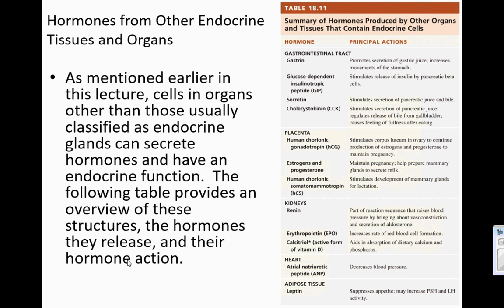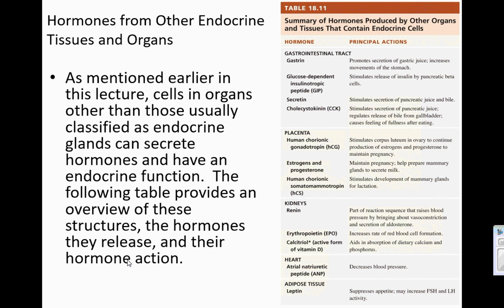As mentioned earlier in this lecture, there are cells and organs other than those usually classified as endocrine glands that can secrete hormones, therefore having an endocrine function. The table on the right provides an overview of these structures, the hormones they release, and their hormone action.